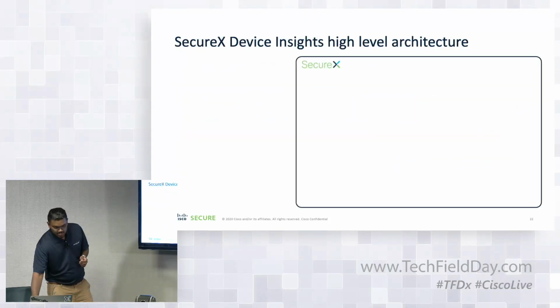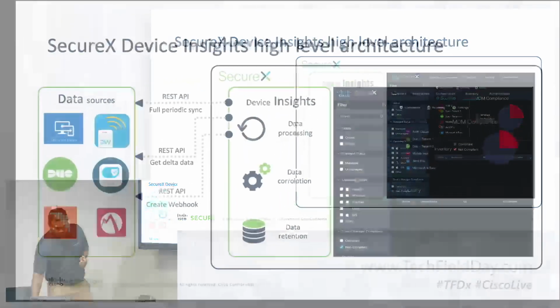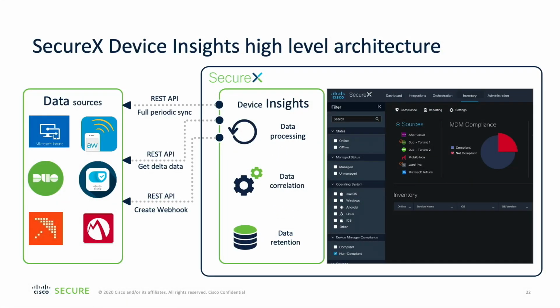So here's the high-level architecture of Device Insights. These are the sources I mentioned, right? So we have our third party, we have our Cisco technologies, and we're using those same methods I mentioned, either a periodic full sync once a day, we get the delta, or we create a webhook and we get notified. And then here we do data processing, the correlation, and the retention. I believe data in Device Insights is stored for 90 days.